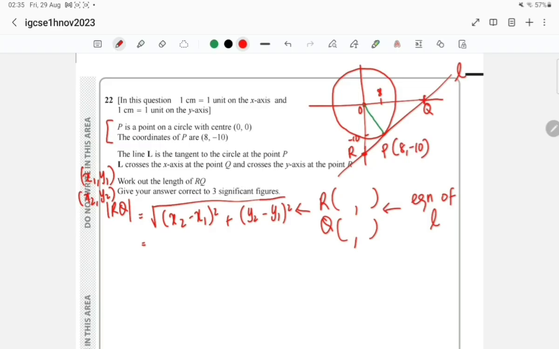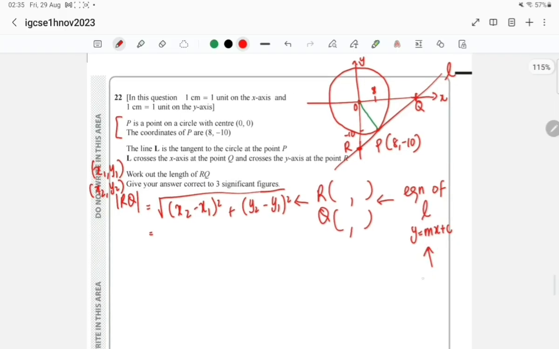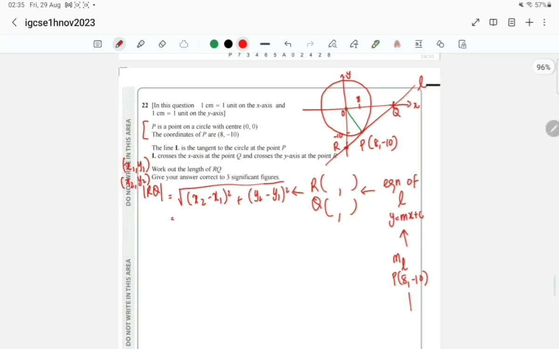And then I can substitute the equation of the x-axis and the equation of the y-axis into that equation of L to get the coordinates. Now to get the equation of L, what do I need? I need the gradient of L and one point, right? So I already have one point over there, (8, -10). Now to find the gradient of L, what do I need? I need the gradient of the perpendicular line to L, which is also the radius.